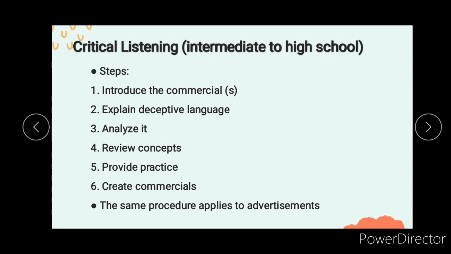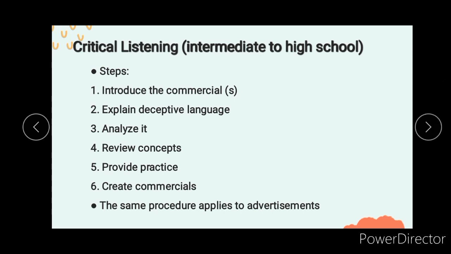Strategies and activities that we can use in critical listening. So, here naman, focus on intermediate to high school. So, this helps children to recognize persuasion and propaganda, deceptive language, loaded words, and propaganda devices.